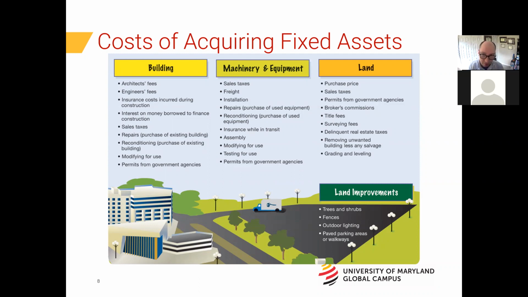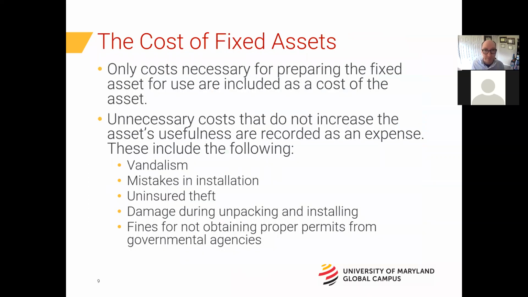Land improvements that are correlated with land would involve landscaping, fencing, outdoor lighting, and paved parking lots. The cost of acquisition, meaning how the company has come to obtain the asset, is related to the cost of the asset on the balance sheet. Otherwise, they're classified as an expense.